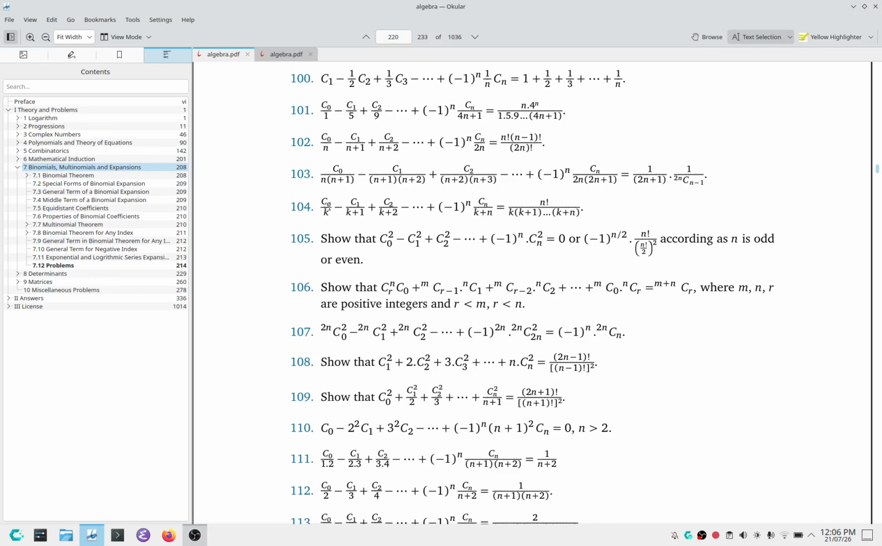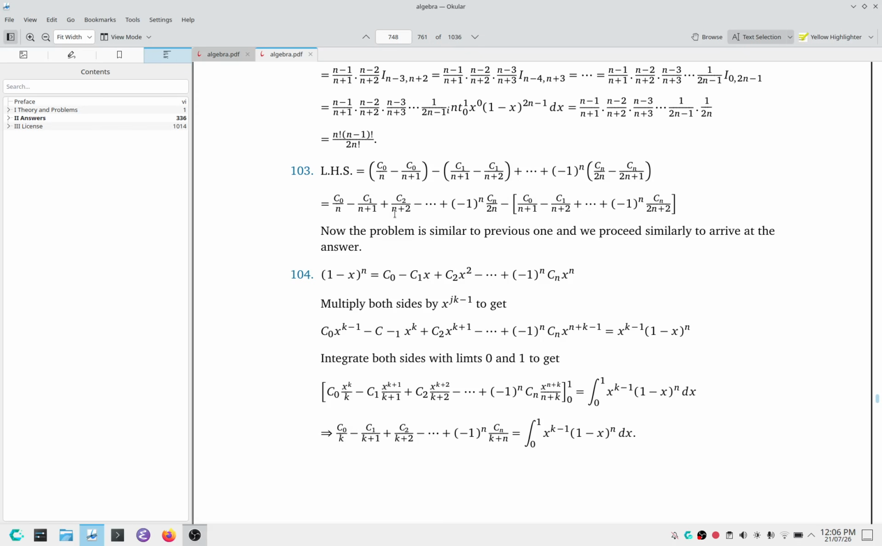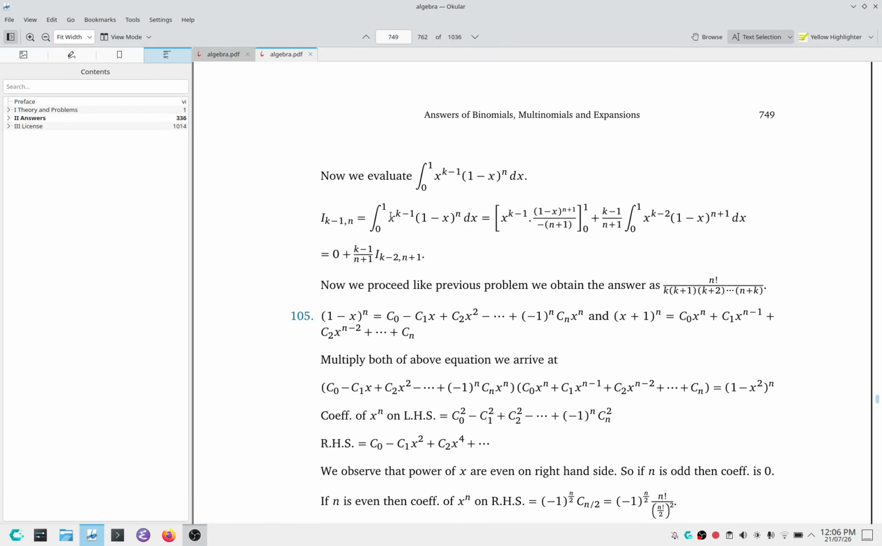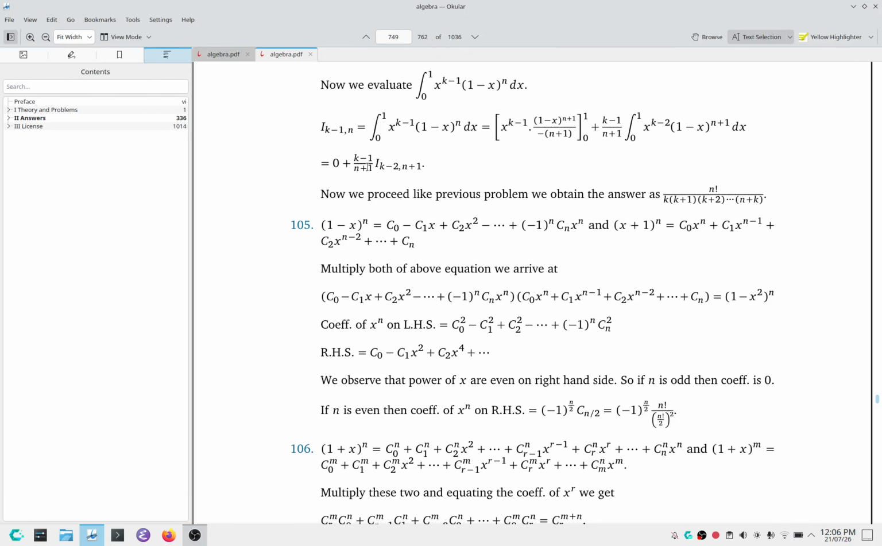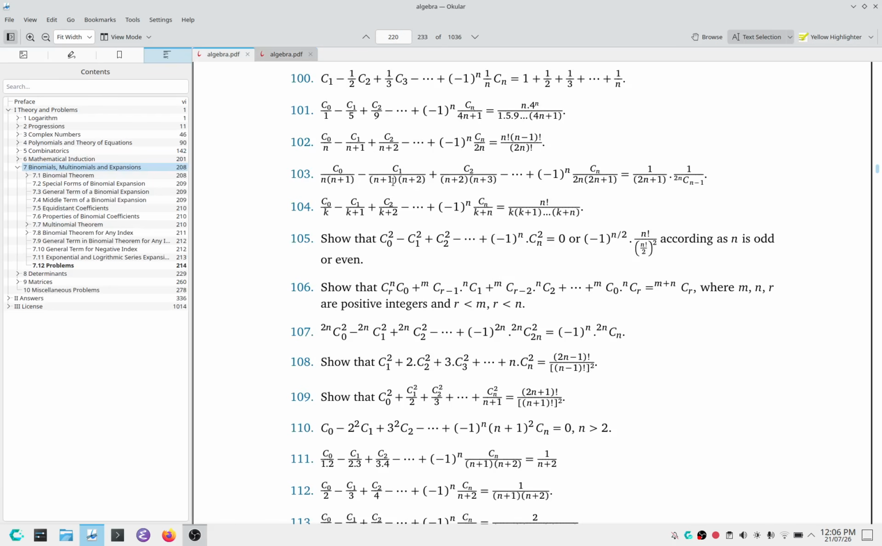Question 104 says that prove that C0 upon k minus C1 upon k plus 1 plus C2 upon k plus 2 and so on up to minus 1 to the power n Cn upon k plus n is equal to n factorial upon k into k plus 1 and so on up to k plus n. If you look carefully, this question 104 is similar to 102 and we solve similarly and you will arrive at the answer. So a similar recurrence relationship has been found for question 104.